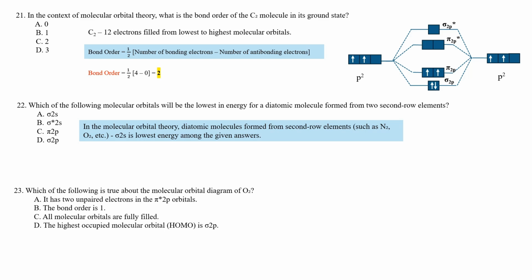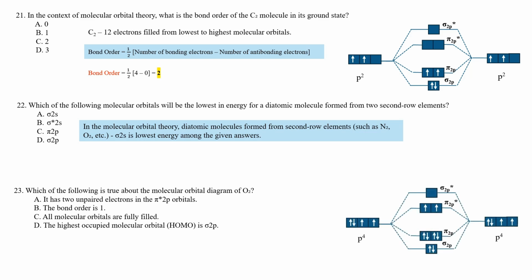Next question. Which of the following is true about the molecular orbital diagram of oxygen, diatomic O2? If we consider the molecular orbital diagram for p electrons, the oxygen electron configuration is 1s2, 2s2, 2p4. So one oxygen's p4 electrons and the other oxygen's p4. Total is 8 electrons. If you fill the electrons, sigma 2p and pi 2p are completely filled and two more electrons are singly occupied in pi star 2p anti-bonding orbitals.